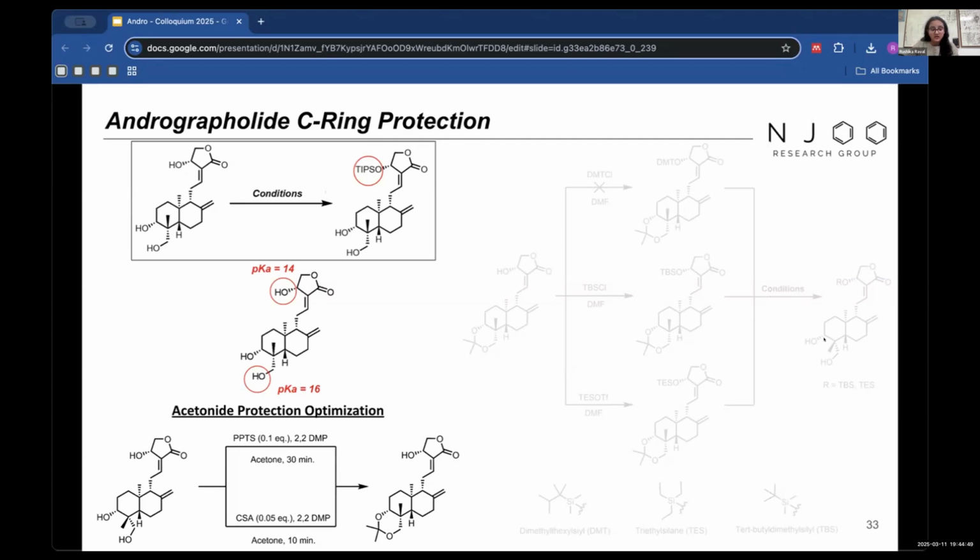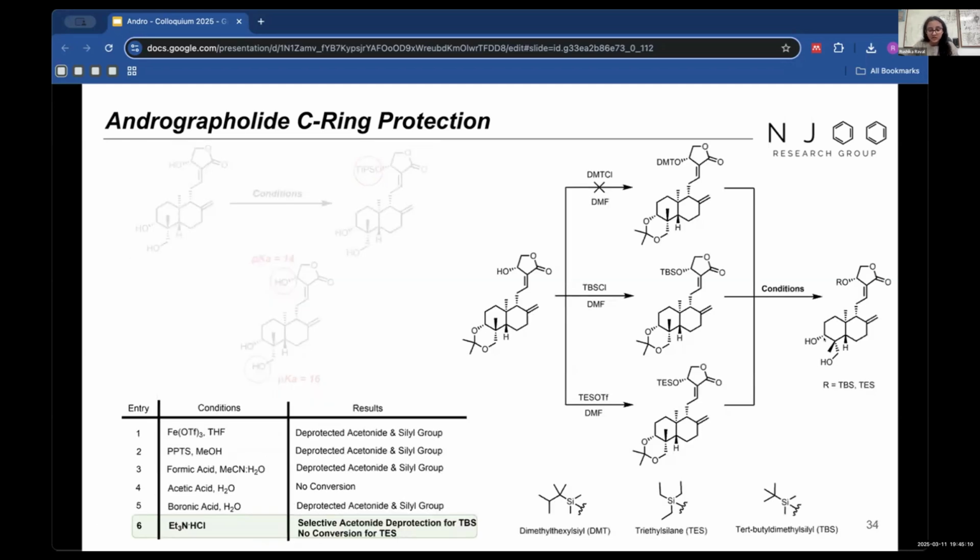And so we were originally using reported conditions using PPTS and dimethoxypropane, but later optimization brought us to this time-efficient set of reaction conditions using CSA, where this reaction was complete in just about 10 minutes at gram scale. And so following this ketal protection, we needed to decide on a silicon protecting group for the C14 alcohol. And so we tried dimethylthexyl, which unfortunately was quite sluggish, but then got some success with the TBS and TES protecting groups.